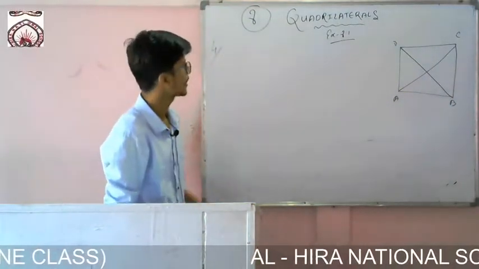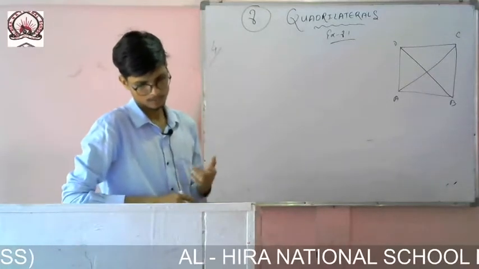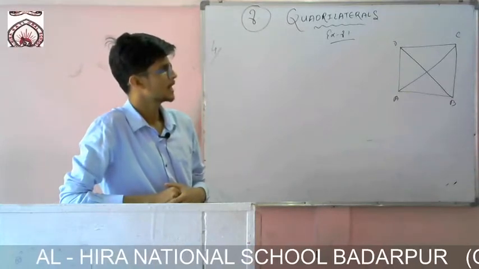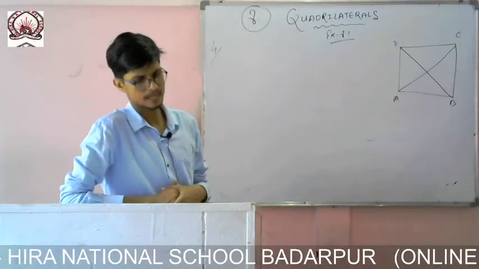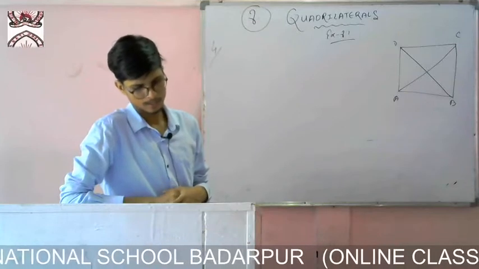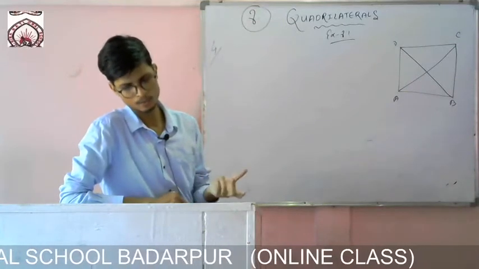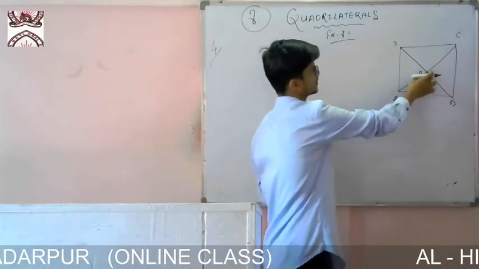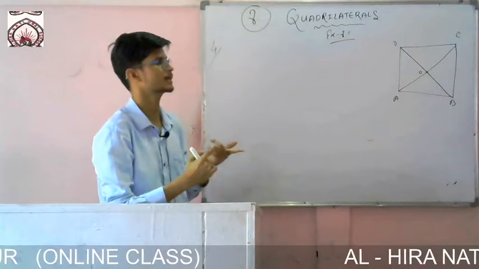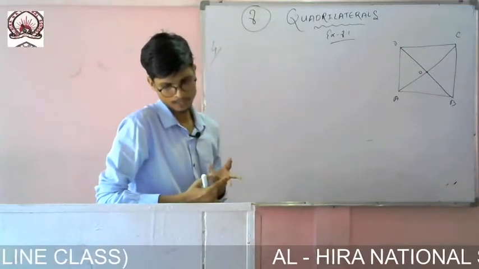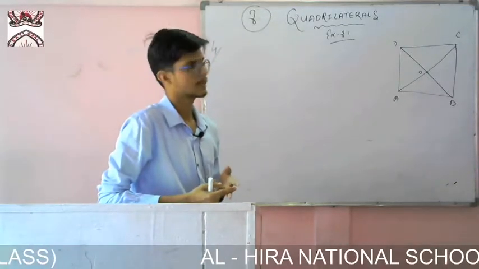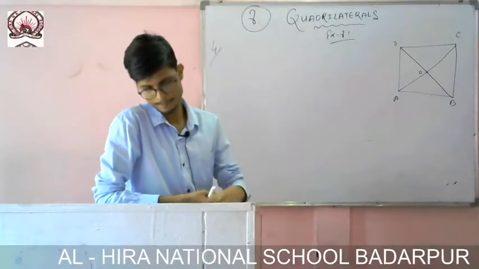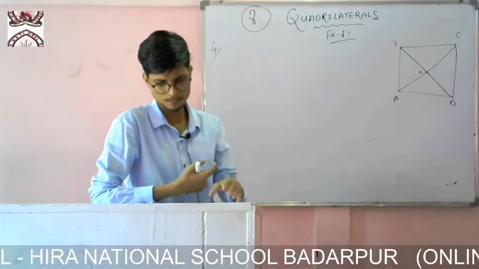Now what I have to show, first of all, is that the diagonals of a square are equal. That means I have to show that AC is equal to BD, and that they bisect each other, that is, AO is equal to OC. First I have to show that the diagonals are equal, then that they bisect each other, and at last that they bisect each other at right angles. So one by one, step by step, you have to go.